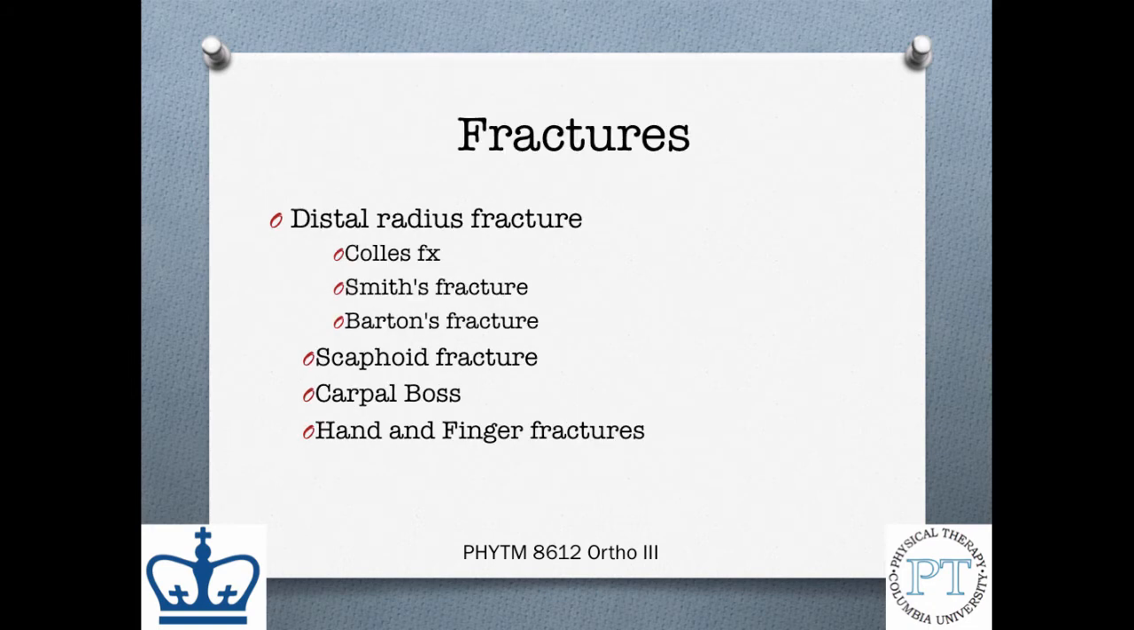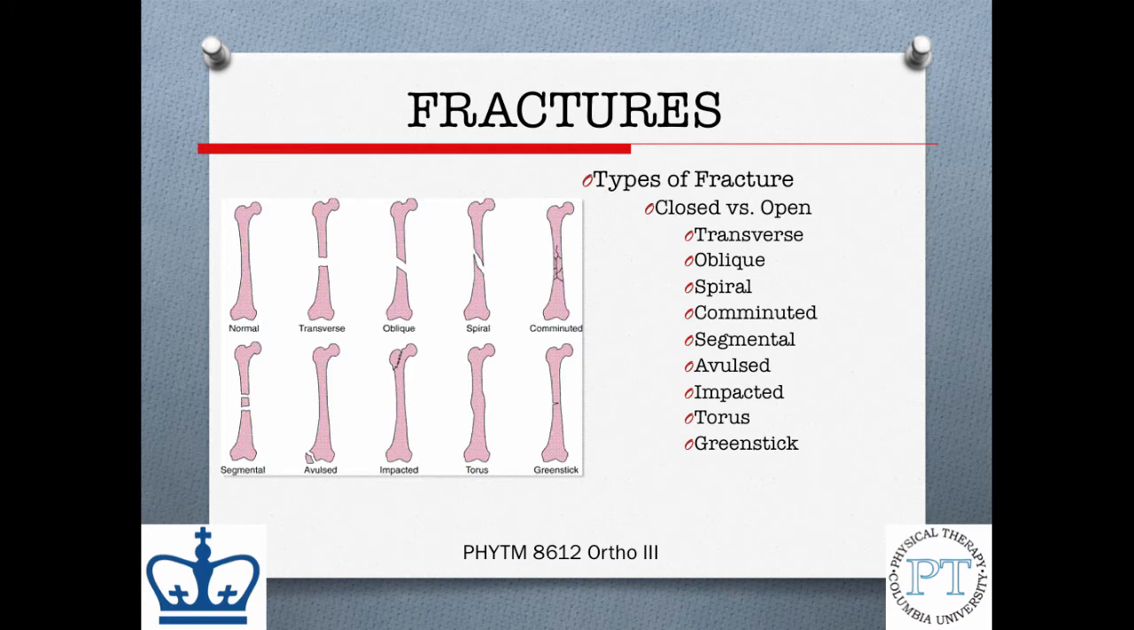Okay, we're going to move on now to fractures, the common fractures in this region. In particular, we're going to talk about distal radial fractures, and they can be categorized as either a Colles fracture, a Smith's fracture, or a Barton's fracture. I'll discuss those briefly in a moment. We'll then look at scaphoid fractures, which is the most common carpal bone fracture in the upper extremity, carpal boss, as well as hand and finger fractures.